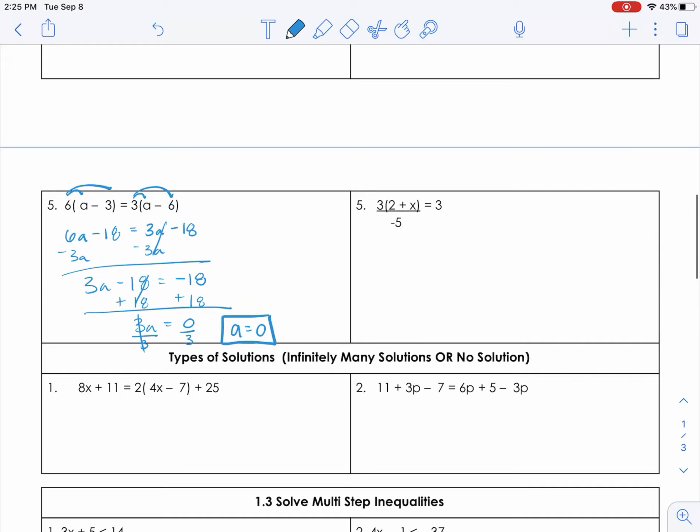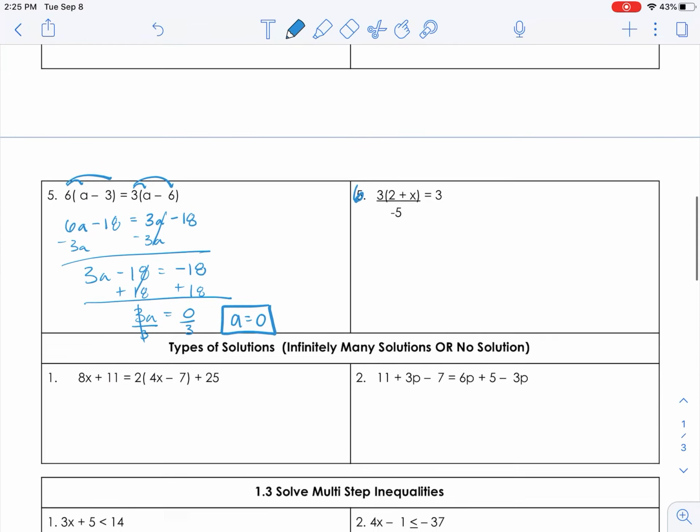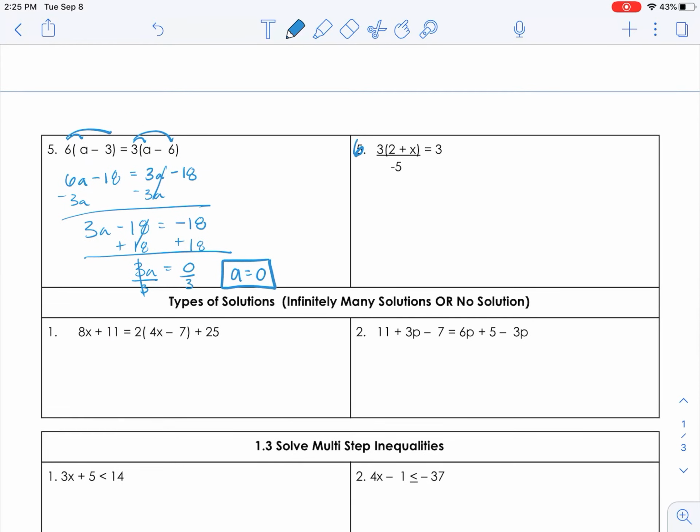The next one, this should be 6, I believe. The first thing we have to do, since this fraction bar goes all the way across, is get rid of the bottom. So we're going to multiply by negative 5. It's like this top is trapped, and we've got to get it out before we can start undoing the top part. So now we've got 3 times 2 plus x equals negative 15. Then we'll distribute and solve like normal. So 6 plus 3x equals negative 15.